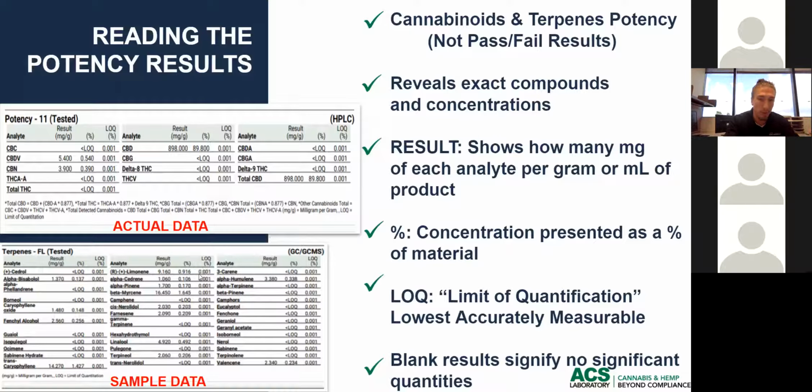Same thing for the terpenes here. You get each individual analyte, you get the result for it, the percentage there, and then the LOQ on those as well.